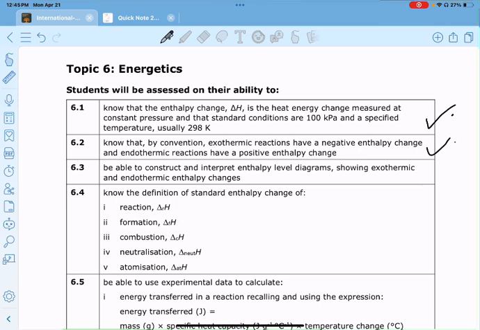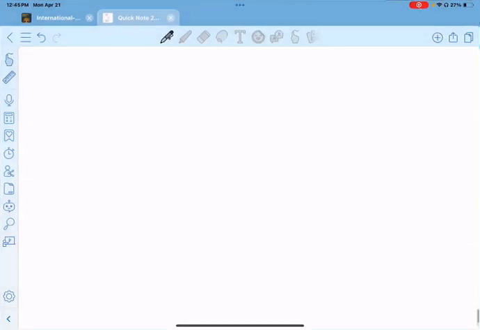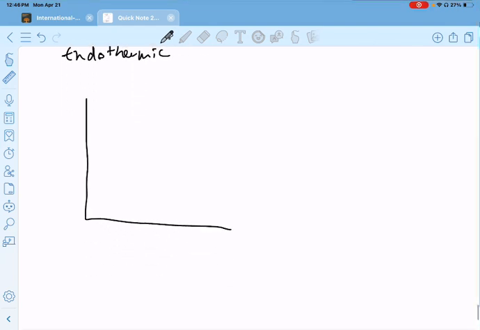Be able to construct the enthalpy level diagram showing exothermic and endothermic reactions. When you're drawing energy level diagrams, ELD, you do not call it ELD, but I'm calling it that to save on time. When you have endothermic energy level diagrams, when you're supposed to draw it, you'll have energy here and time on this axis, time for the reaction to move on. Let me write that better.